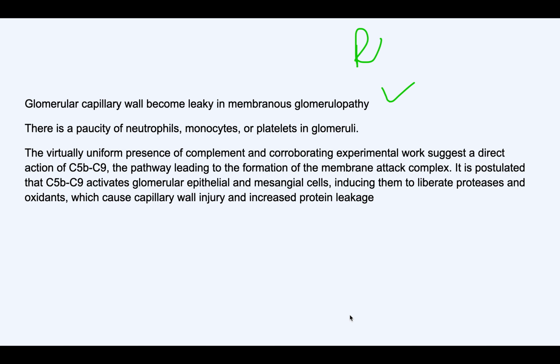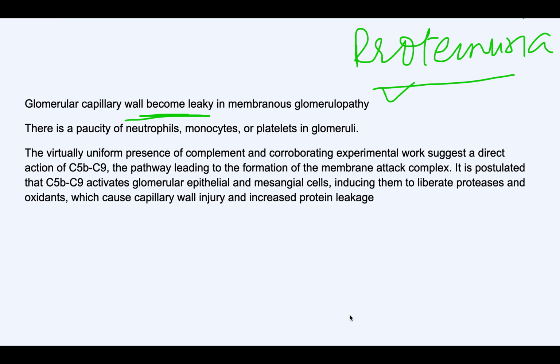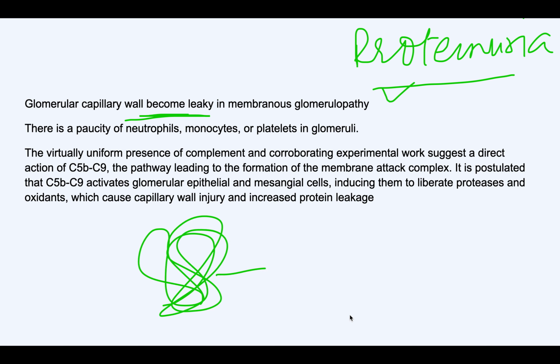There is proteinuria. As we discussed, it is a nephrotic syndrome, there is proteinuria. But why are they so leaky? If we see the glomerulus, it is not a hypercellular glomerulus. If you have seen my previous video, in the case of post streptococcal glomerulonephritis, we discussed that the glomerulus was very hypercellular. But here the glomerulus is not hypercellular, which means there is a paucity of neutrophils, monocytes and platelets. There is no such thing in the glomeruli.